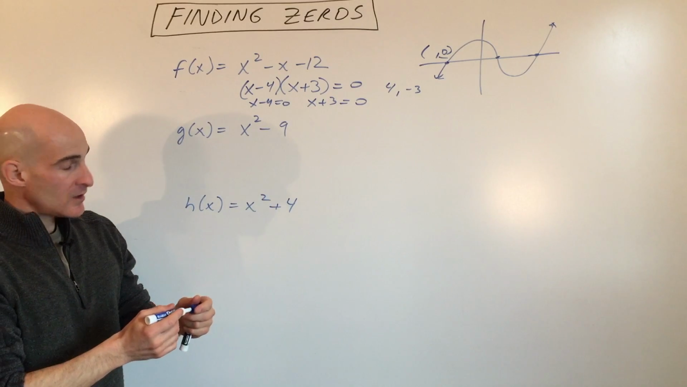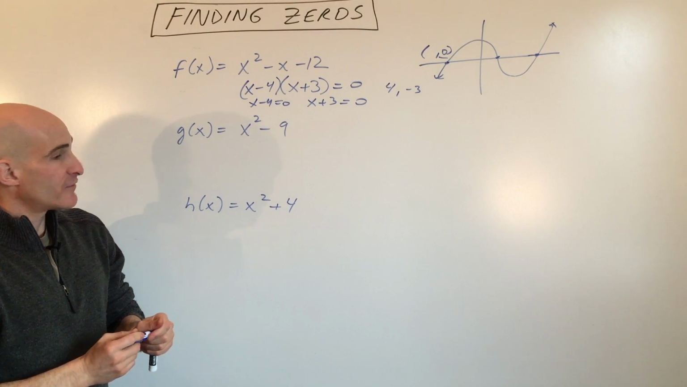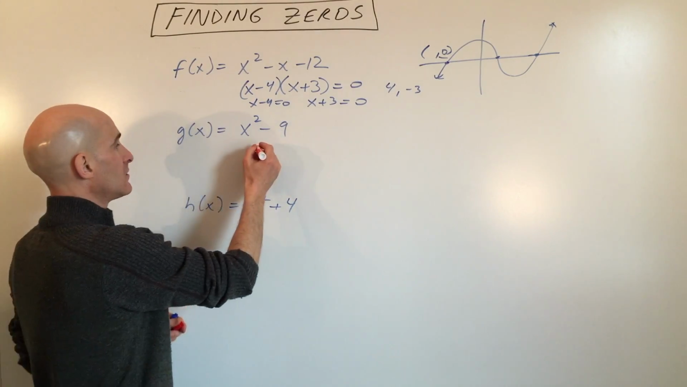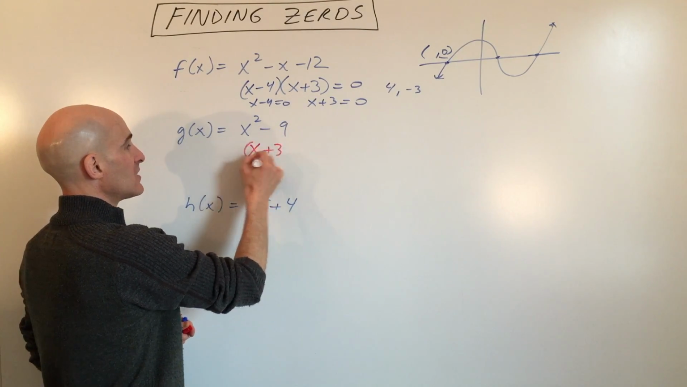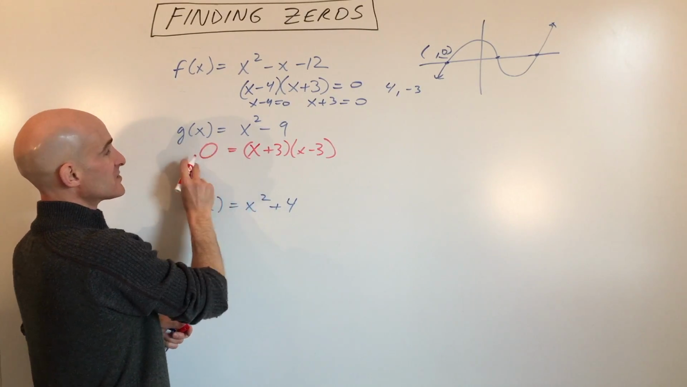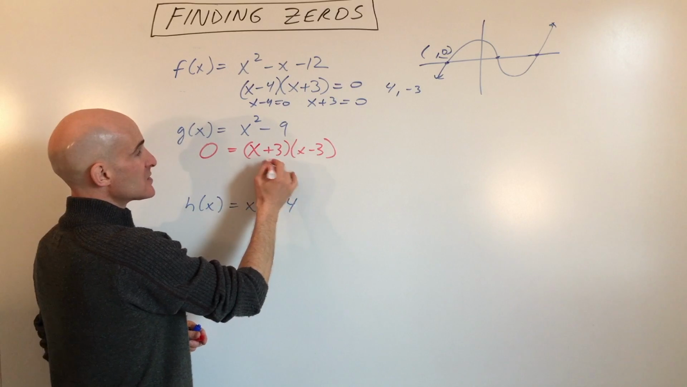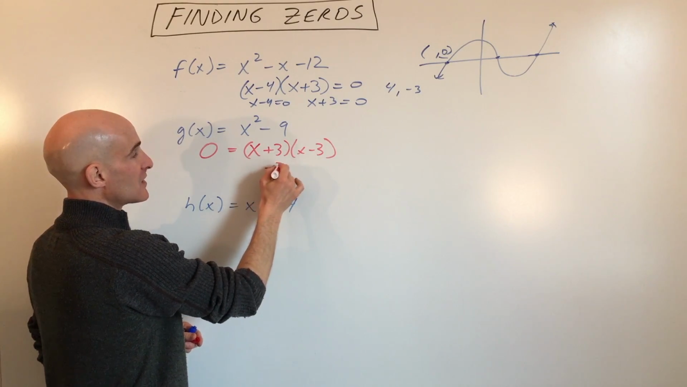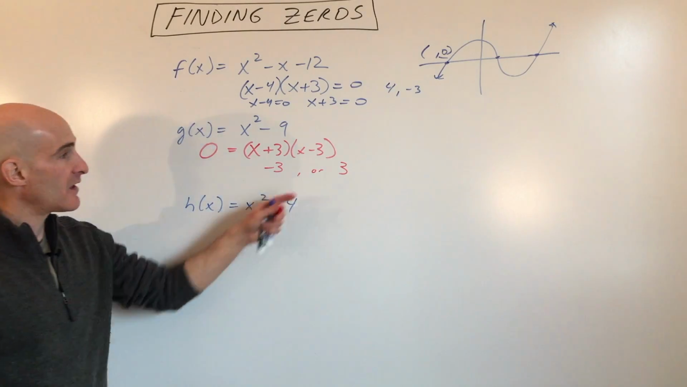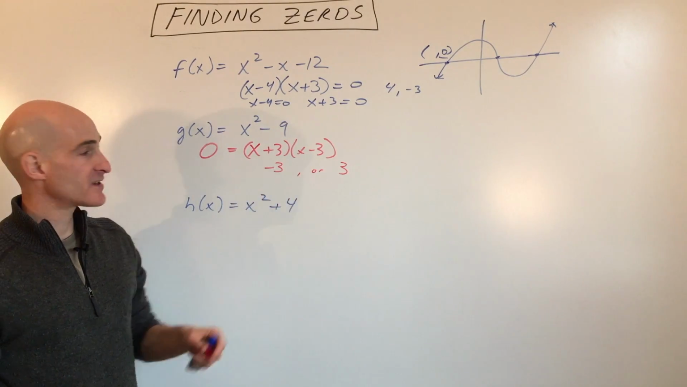For this one, we can do the same thing. We could factor it and set the factors to 0. So let's do that. x plus 3 times x minus 3 equals 0. So g of x equals 0. So if we set these factors to 0, you can see we're going to get negative 3 or positive 3. Again, that's where the graph is going to cross the x-axis.